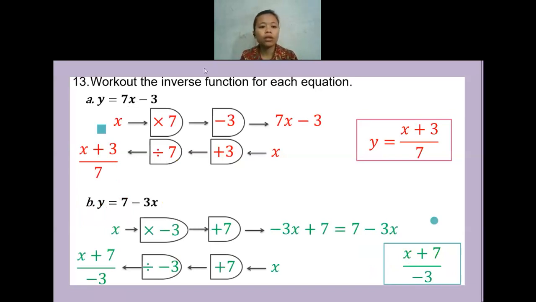For question 13, we have y equals 7x minus 3. To get 7x, we need to focus on the letter x first. From the x, I need to multiply it by 7. After I multiply by 7, I need to subtract 3. That's why here I will have times 7 minus 3.